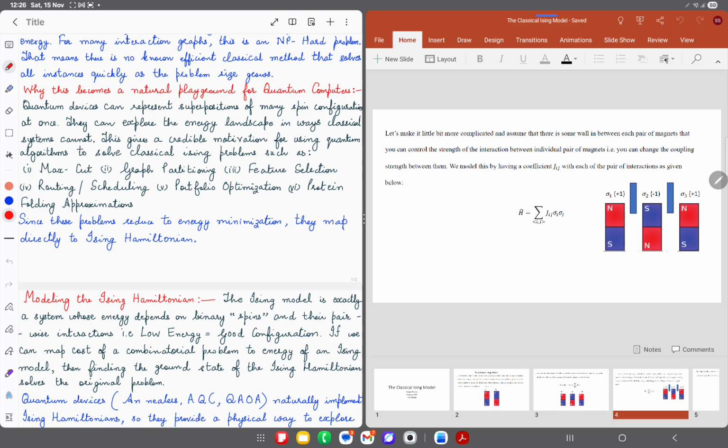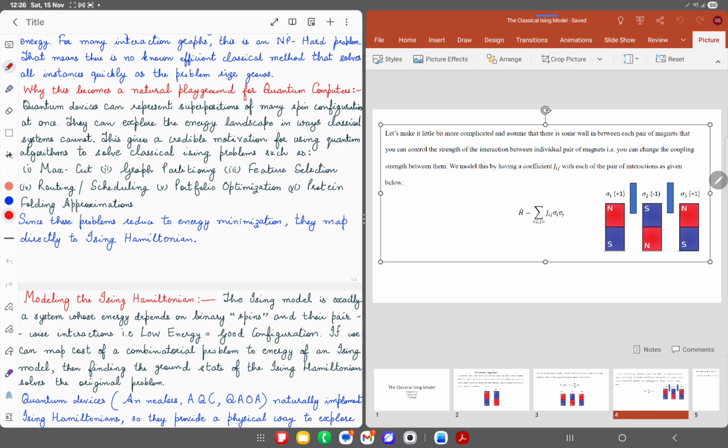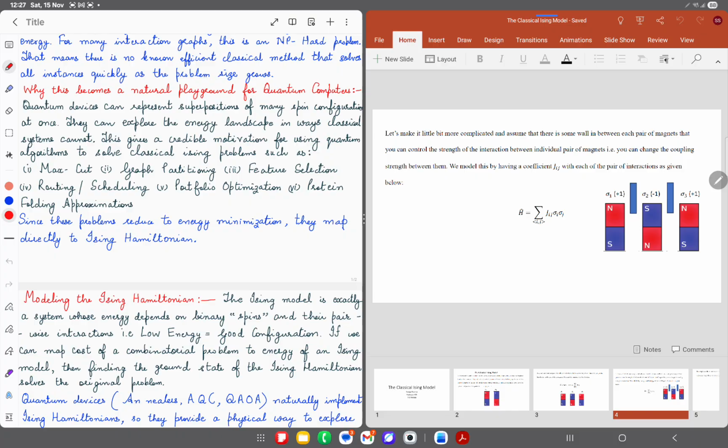Now let us complicate the matter a little further. We place certain magnetic bars in between the magnets. What will these bars or walls do? They will control the strength of interaction between two magnets. For example, if this bar is there, it will control the interaction between the first and the second magnet. The second bar will control the interaction between the second and the third magnet.